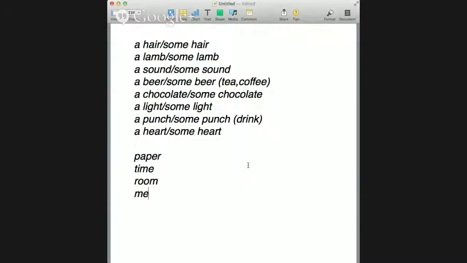Then what about memory? A memory, a singular memory. Or if you're talking about a terrible memory, I have a terrible memory. That's how well you're able to remember things.